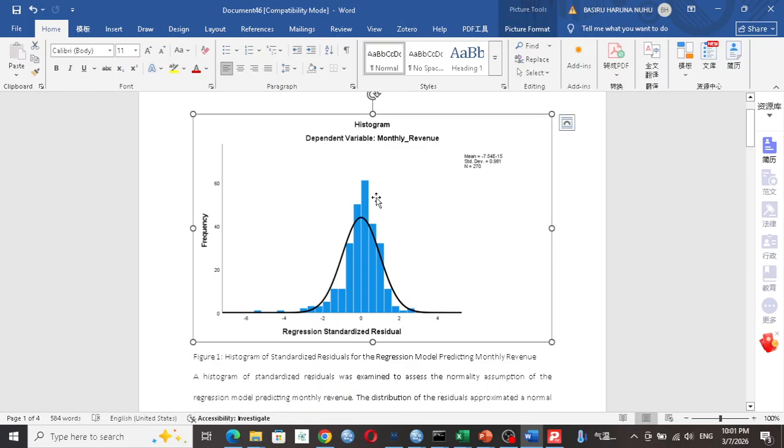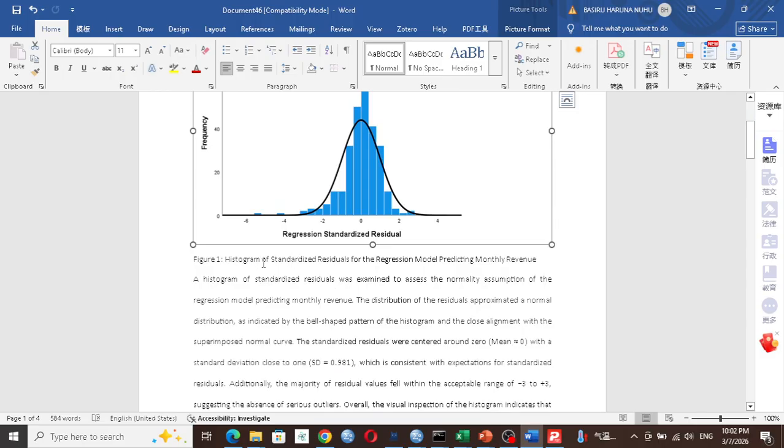For it to be normally distributed, the tail to the left hand side should be equal, or approximately equal, to the tail to the right hand side, and most of the information should lie inside this particular region. And then we also have the bell shape, so you could see that it is normally distributed. So that means this assumption is being satisfied, and that means the data is satisfied for regression analysis. So let's see how we report it.